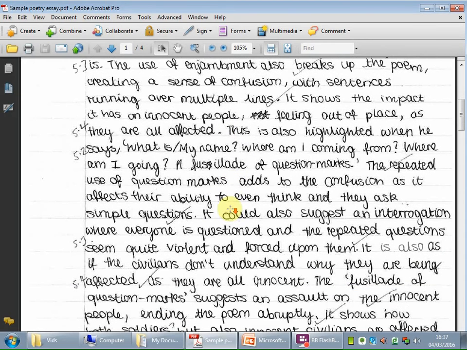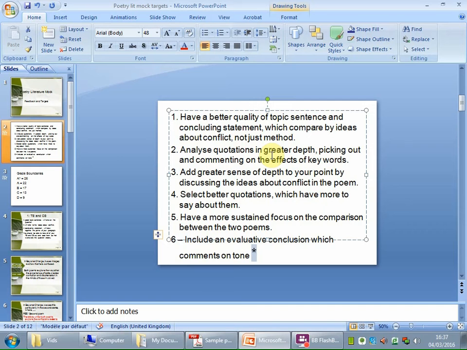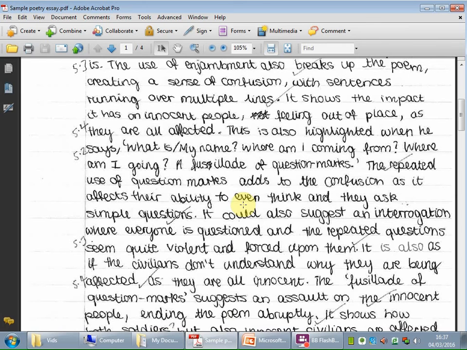This is also highlighted when he says, "what is my name, where am I coming from, where am I going," a fusillade of question marks. Can you see how they've linked to another quote which uses enjambment, and then they've analysed that, so they're linking to quotes elsewhere in the text. They're developing their analysis, analysing quotations in great depth by picking out and commenting on key words, but also linking to other quotes in the text.